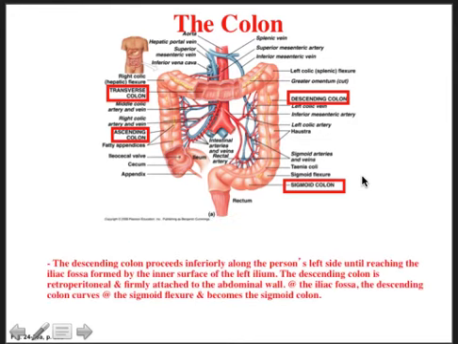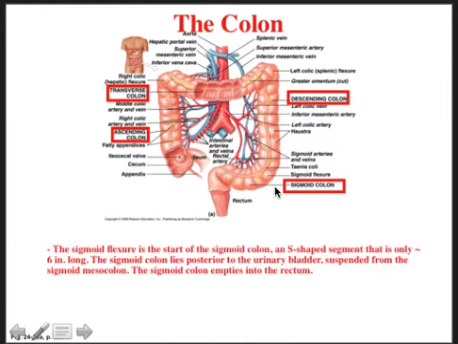The descending colon proceeds inferior along the person's left side until reaching the iliac fossa, formed by the inner surface of the left ilium. The descending colon is retroperitoneal, meaning it's behind the peritoneal membrane and firmly attached to the abdominal wall. At the iliac fossa, the descending colon curves and the sigmoid flexure becomes the sigmoid colon. This sucker right here. Sigmoid means S-shaped.